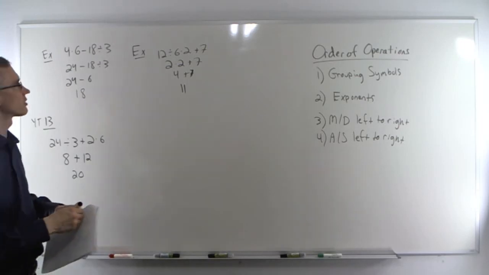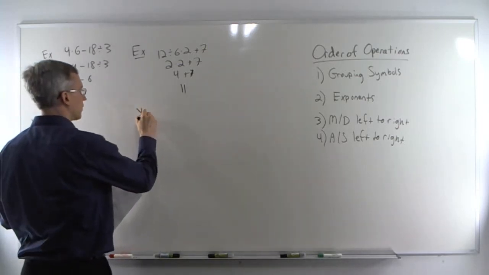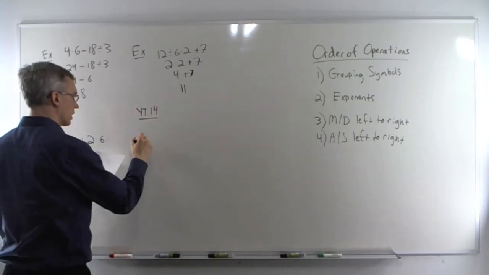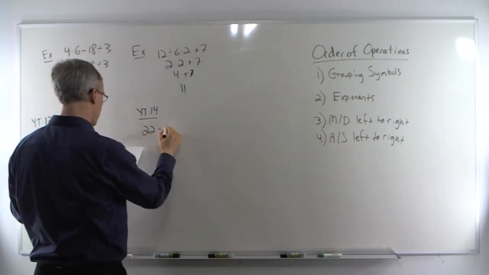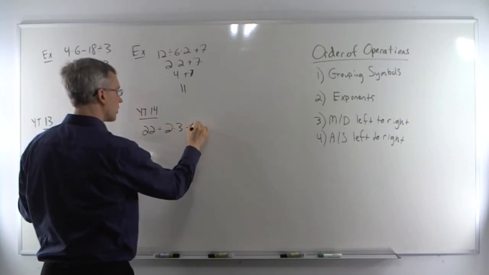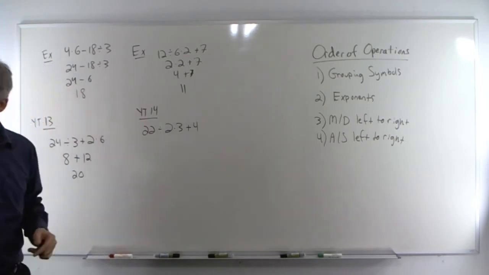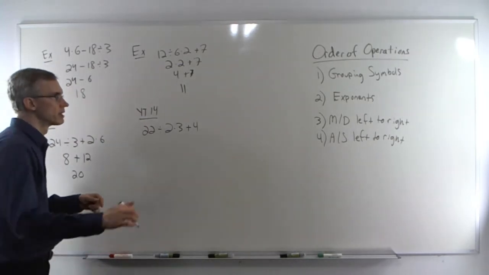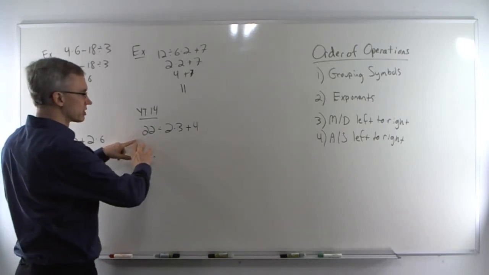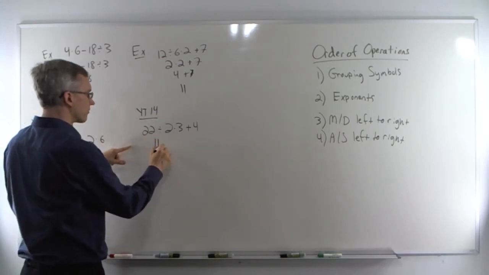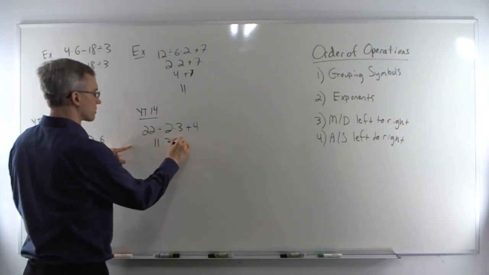Your turn, number 14. We've got 22 divided by 2 times 3 plus 4. All right, no grouping symbols or exponents. So we're going to move to stage 3, multiplication, division, left to right. So we'll do this division first. 22 divided by 2 is 11. Times 3 plus 4.